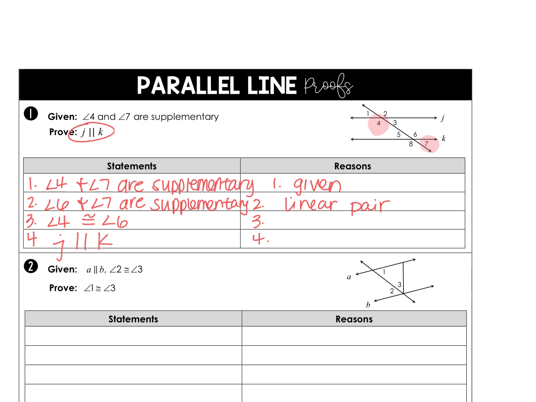So look at steps 1 and 2. This is kind of a tough one. Step 1 says 4 and 7 are supplementary. Step 2 says 6 and 7 are supplementary. So step 3 says 4 and 6 are congruent. What does that feel like to you? Transitive. It feels like transitive, but transitive is with equals, right? This is not with equals. Well, there was a theorem that we did last unit that was kind of like transitive, and we did it for complementary angles and for supplementary angles. Does anyone remember? Congruent supplement theorem. Good. Congruent supplement theorem.